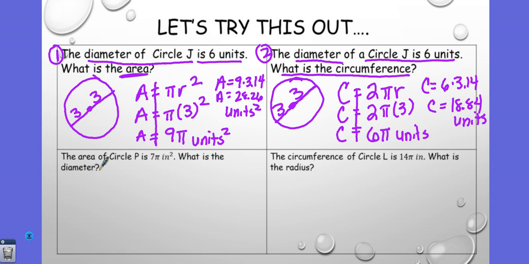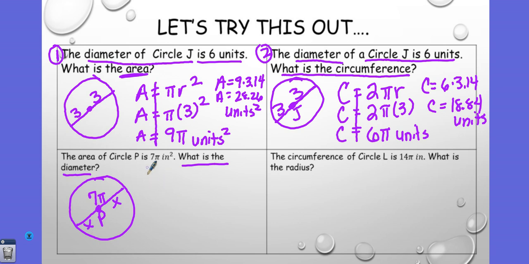The next question says the area of circle P is 7 pi inches squared. What is the diameter? So I'm going to draw another picture. And this time for circle P it gave me the inside. So the inside of this circle is 7 pi, and inches squared is just a unit. You don't have to write that. So it's asking me to find the diameter. So I'm going to put X here and X here.